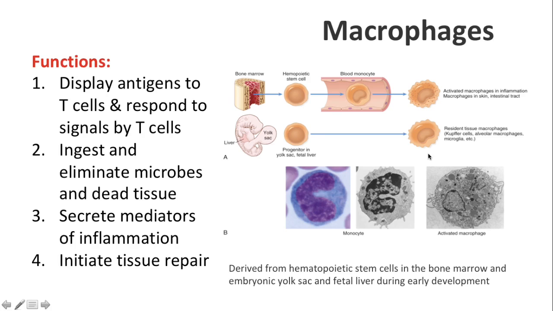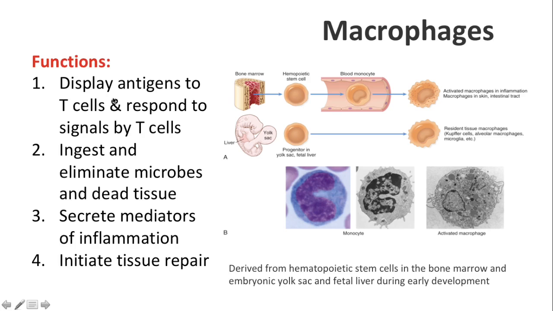Also, the macrophages can reside in various tissues and organs. These are called resident tissue macrophages, such as Kupffer cells in the liver and alveolar macrophages in the lungs. Okay, so they police and patrol these areas all the time. They're there all the time and they're activated upon injury or stimulus.